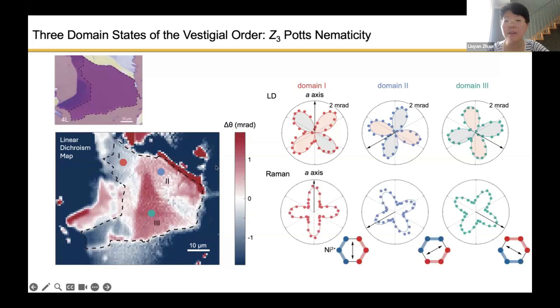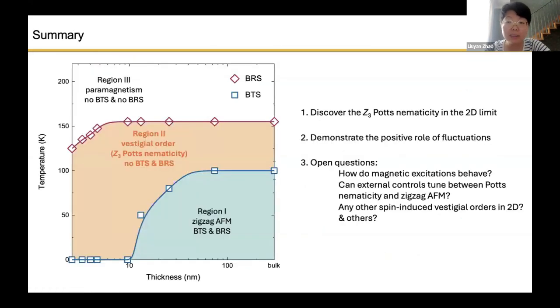And we also verify with Raman spectroscopy that the Eg mode splits. You can also see there are 3 different possibilities that are rotated by 120 degrees. Okay, they correspond to the 3 ways that the zigzag chain can run across. Okay, so with this, I'm summarizing this talk. I hope that through this talk, I convinced you that we discovered this Z3 Potts-nematic state in this 2D limit by leveraging the spin fluctuation.